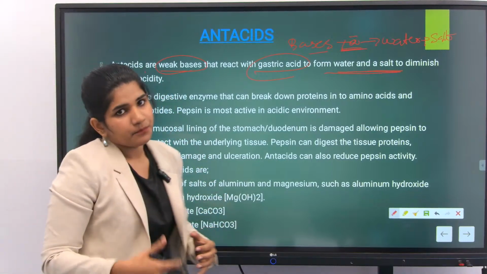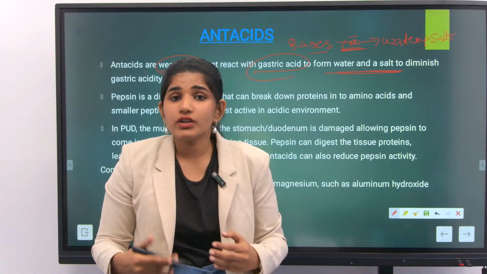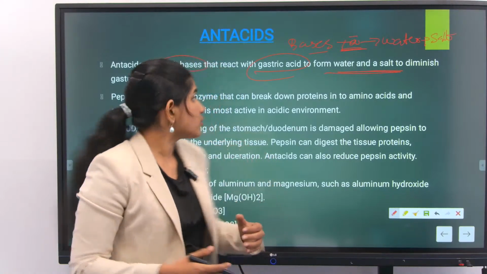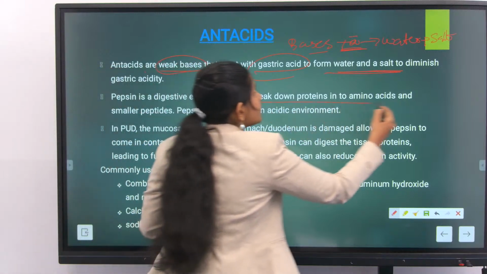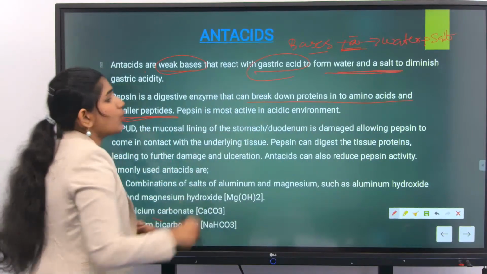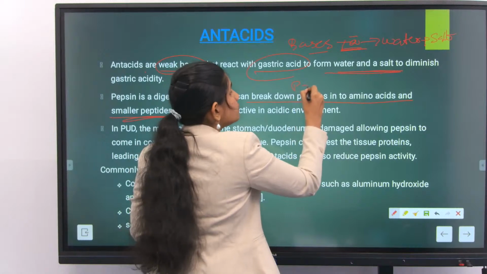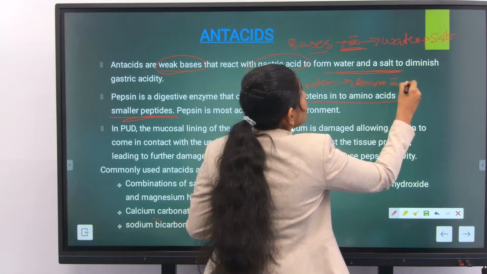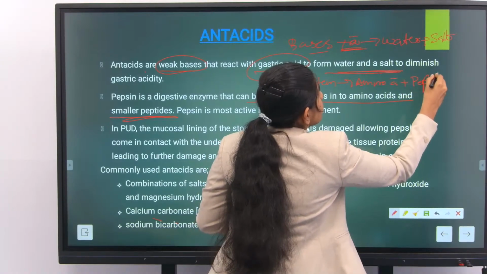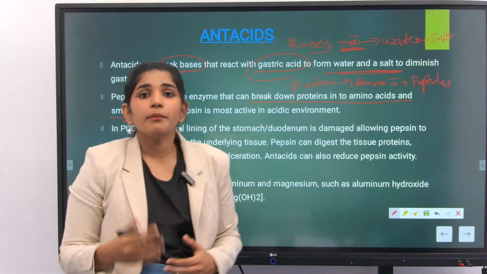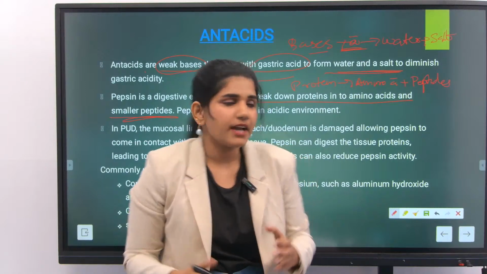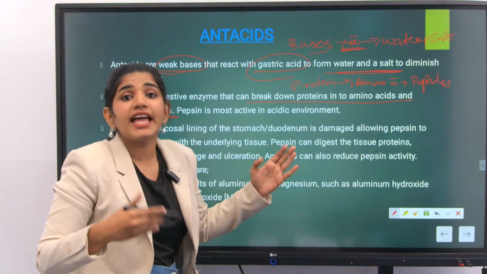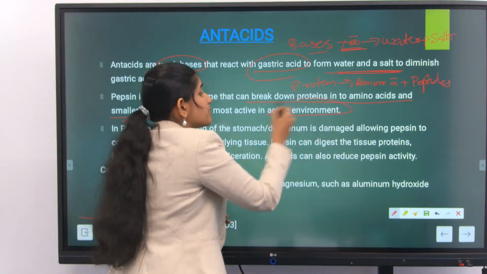And pepsin. We know what pepsin is. Pepsin is a digestive enzyme, or we can say a proteolytic enzyme. What is pepsin actually doing? It breaks down proteins into amino acids and small peptides. And pepsin shows most of its activity in the acidic environment. So in the acidic environment, pepsin is very active.